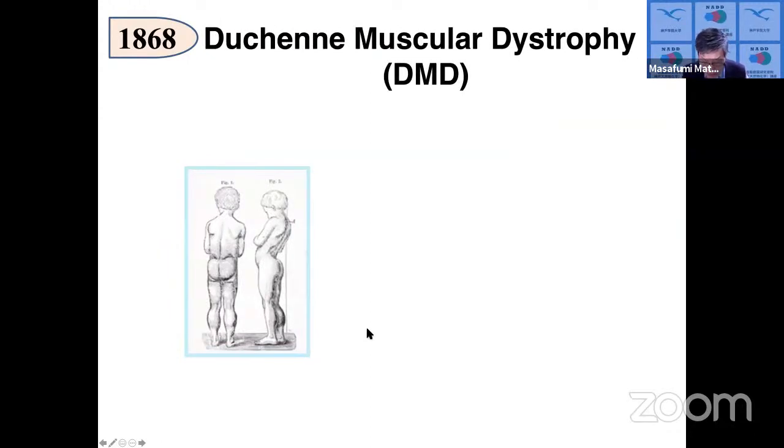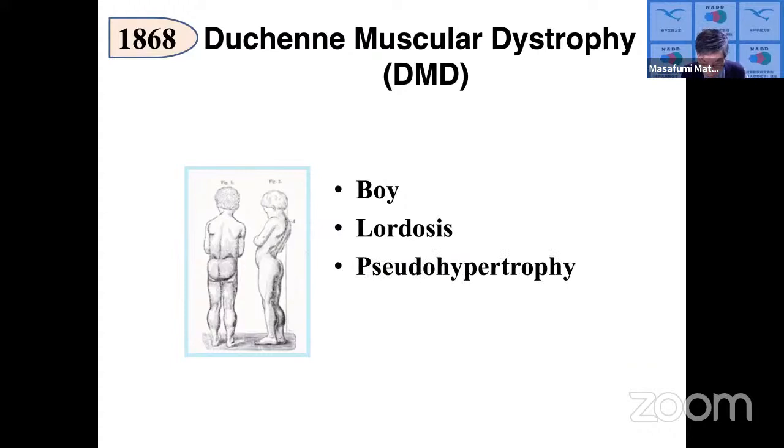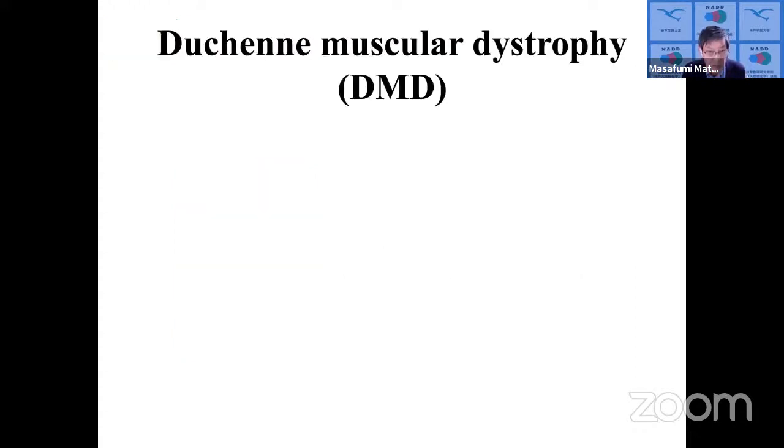This slide shows a schematic sketch of a DMD patient described by Dr. Duchenne. The patient is a boy and shows lordosis and shoulder hypertrophy. Shoulder hypertrophy is an enlargement of calf muscle, though muscle strength is weak. This is one of the characteristics of DMD. And this sketch is true even now.